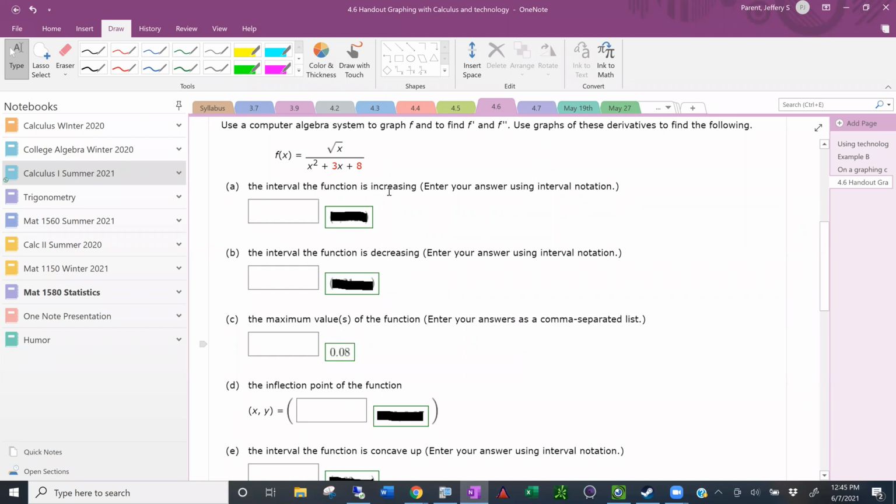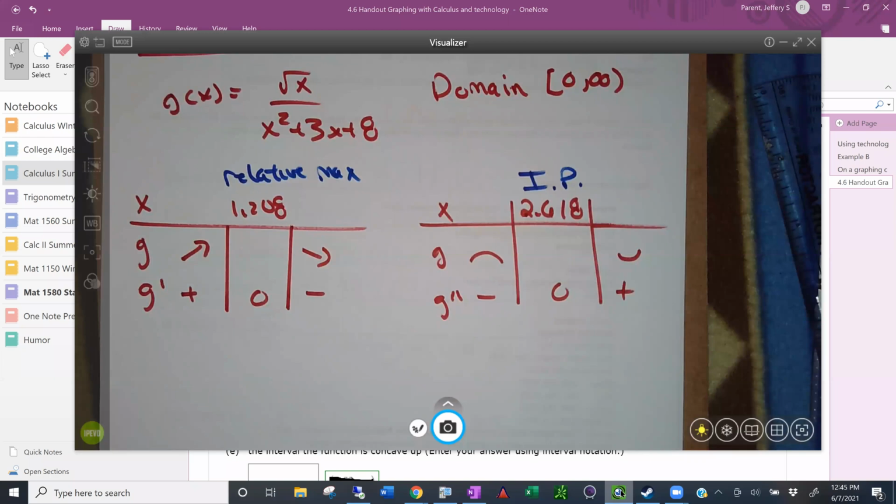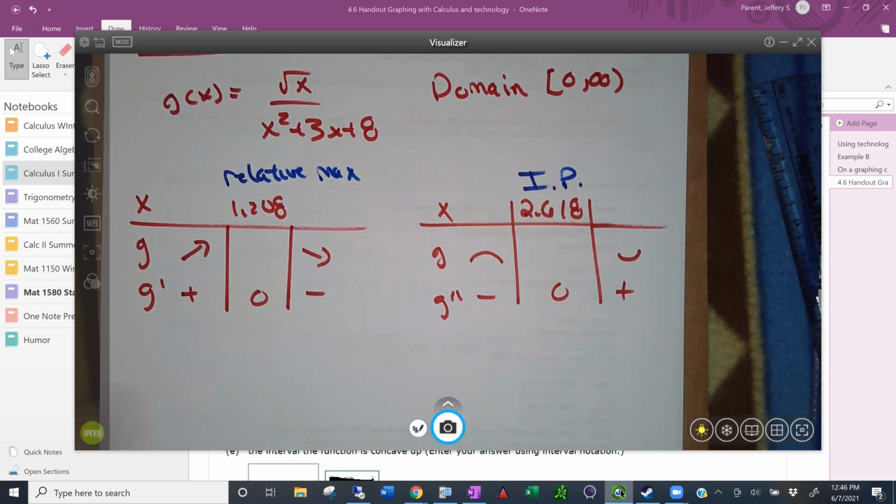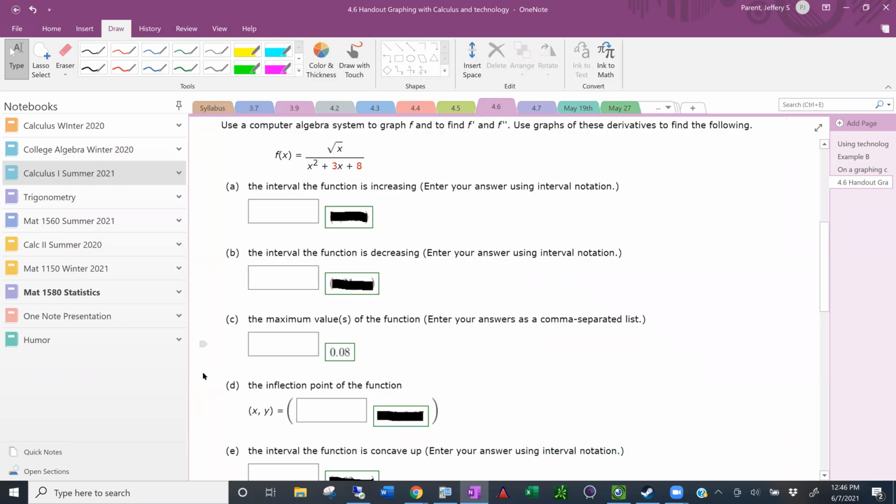The intervals where it's increasing, okay, well, that'd be 0 to 1.208, or maybe you have to round it to 2 decimals. Where it's decreasing, 1.208 to infinity. Perfect. Concave up, concave down, minimum, maximum, etc.